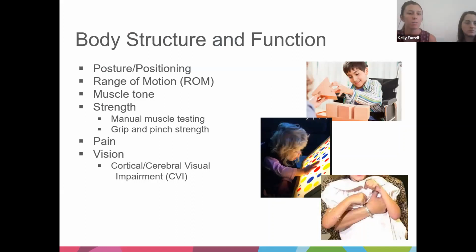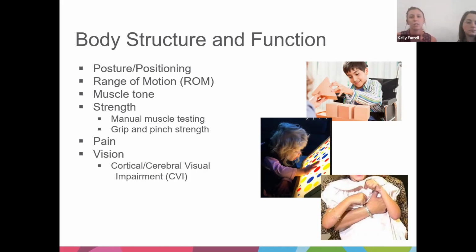So Kim also talked about body structure and function. Again, we're going to look at their posture and positioning, whether they're in a wheelchair or just sitting in a chair while they're standing. Looking at their range of motion, the muscle tone, the strength. We also do the manual muscle testing. Again, we're looking at different muscles when we're doing our testing. And then in OT, we're also looking at their grip and pinch strength. And then again, asking about pain.